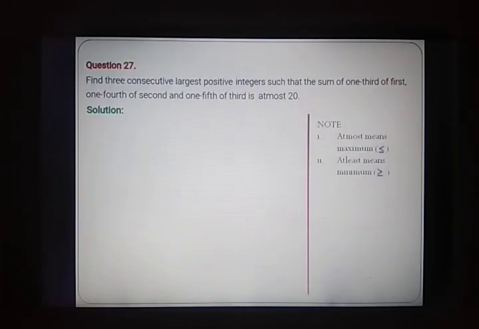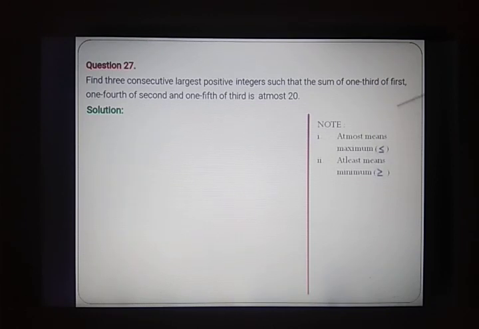Okay, so we'll go to the last question. Before we do it, this is a word problem, so we need to understand this. At most means maximum. Now maximum means less than or equal to. And at least means minimum. Minimum is represented this way, so you need to make note of these two.